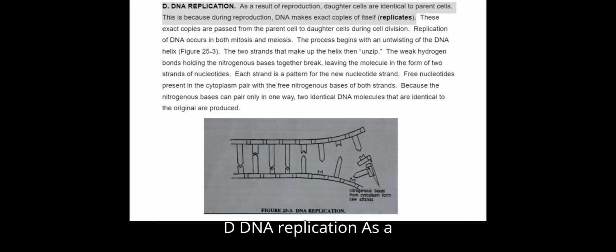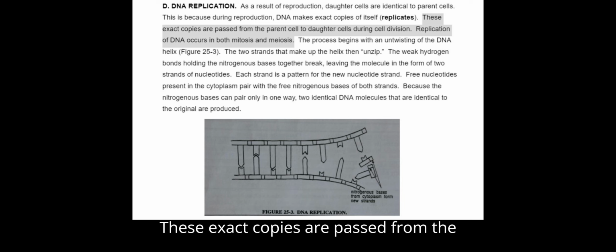D. DNA replication. As a result of reproduction, daughter cells are identical to parent cells. This is because during reproduction, DNA makes exact copies of itself, replicates. These exact copies are passed from the parent cell to daughter cells during cell division. Replication of DNA occurs in both mitosis and meiosis.